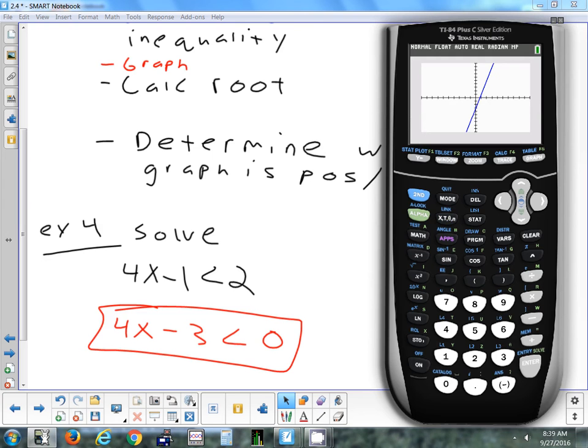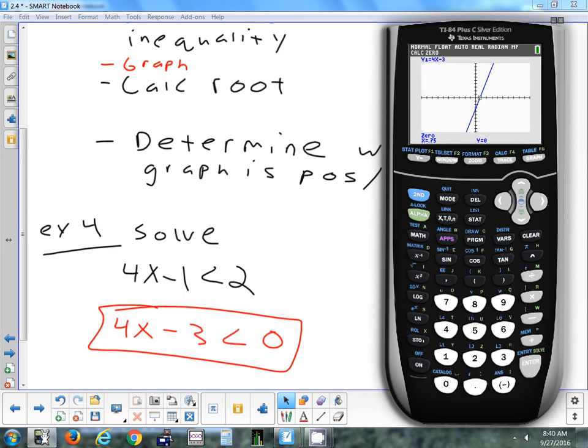And let's see. So now we want to know where this is less than 0. I want to know where that blue line is below the x-axis. So what I want to do is calculate right where it crosses. That's my root, my 0. Find the root. It's 0.75.